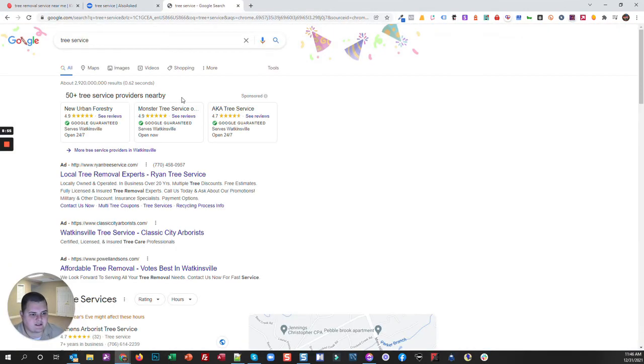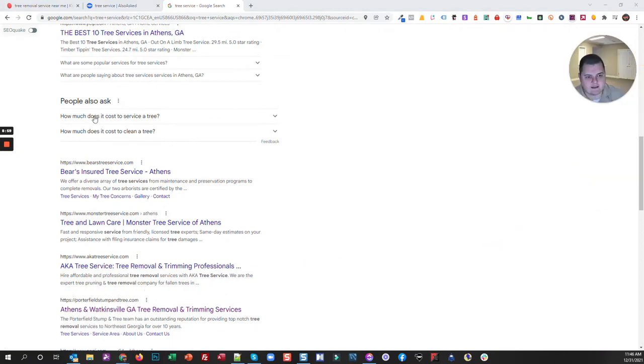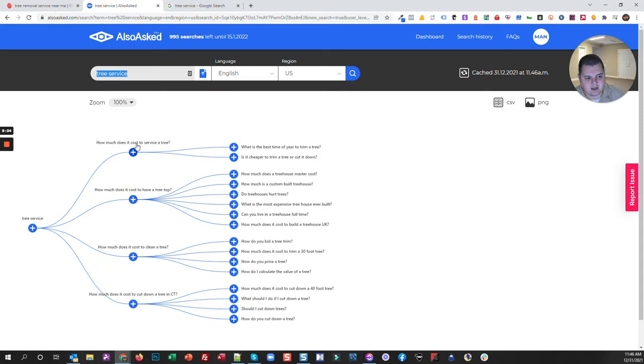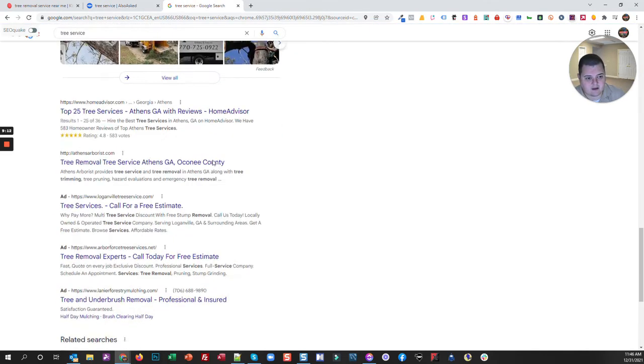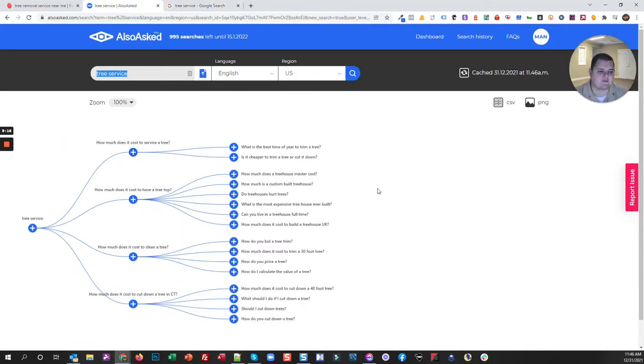If I were to create a search and I go to the section called People Also Ask, how much does it cost to service a tree? How much does it cost to clean a tree? So it's going to find, based on your region, all these different answers. Like, how much does it cost to clean a tree? How much does it cost to service a tree? That's where we're finding that. You'll also get related searches that it'll pull this information in.